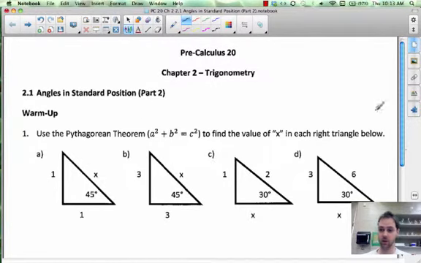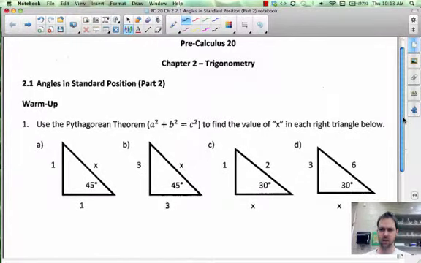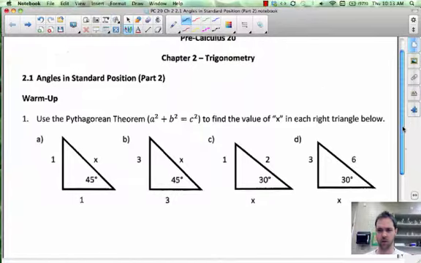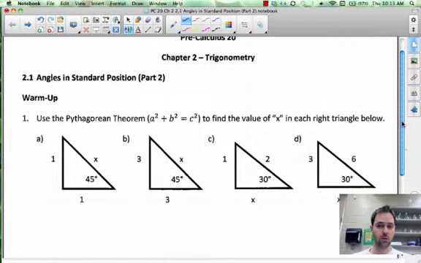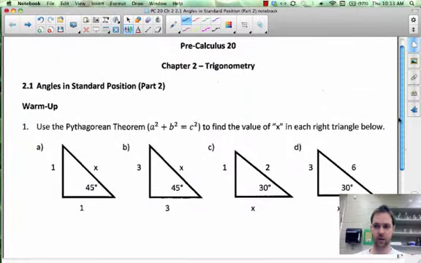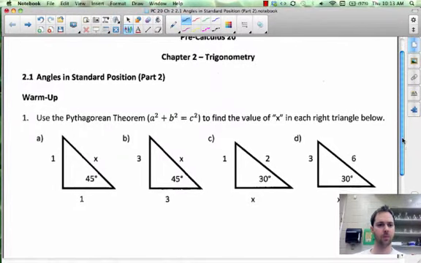Welcome to another Pre-Calculus 20 lesson. Today we're going to look at some special triangles that help us simplify a lot of our Pythagorean theorem calculations and make things a lot quicker and easier for us. So we'll be looking at the 45-45-90 triangle and the 30-60-90 triangle as well.